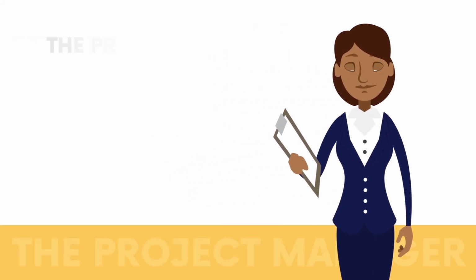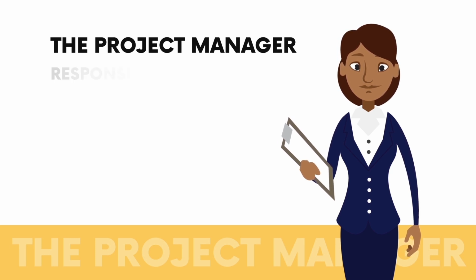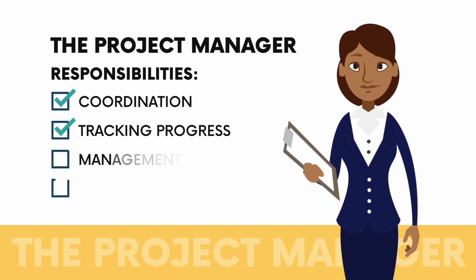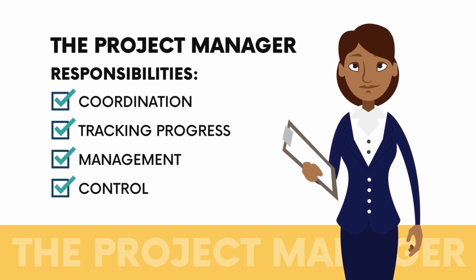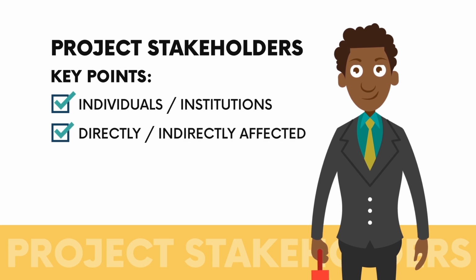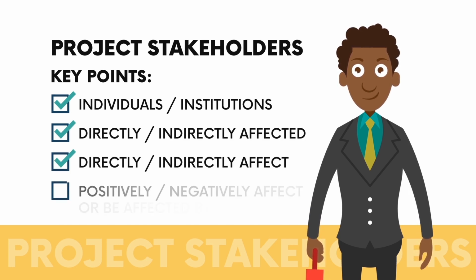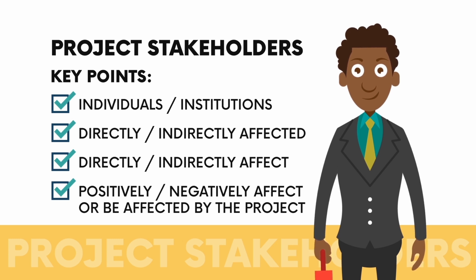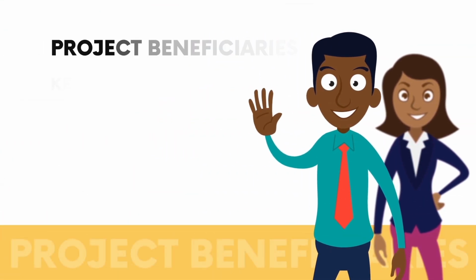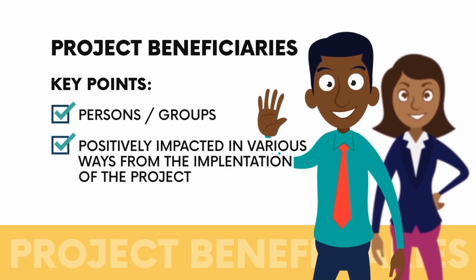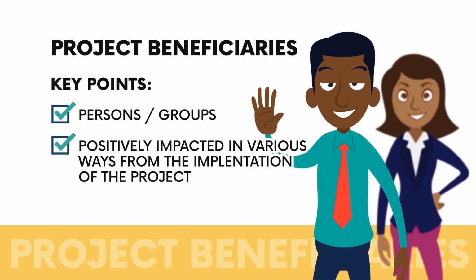Many actors influence the design and delivery of projects. These include the project manager. This is the individual responsible for coordination, keeping track of the project's progress, and the management and control necessary for the project's overall success. Project stakeholders are any individuals or institutions that may directly or indirectly, positively or negatively affect or be affected by the outcomes or impacts of a project. Project beneficiaries are persons or groups who are positively impacted in various ways from the implementation of the project.